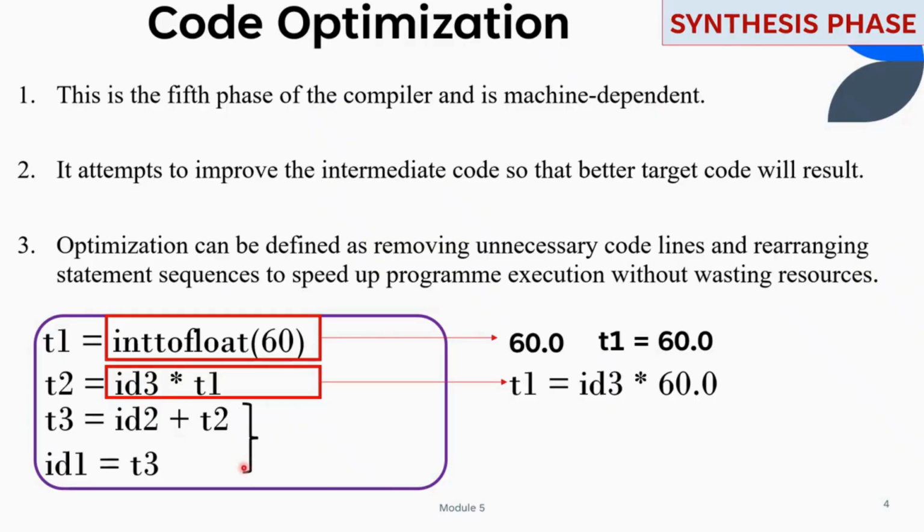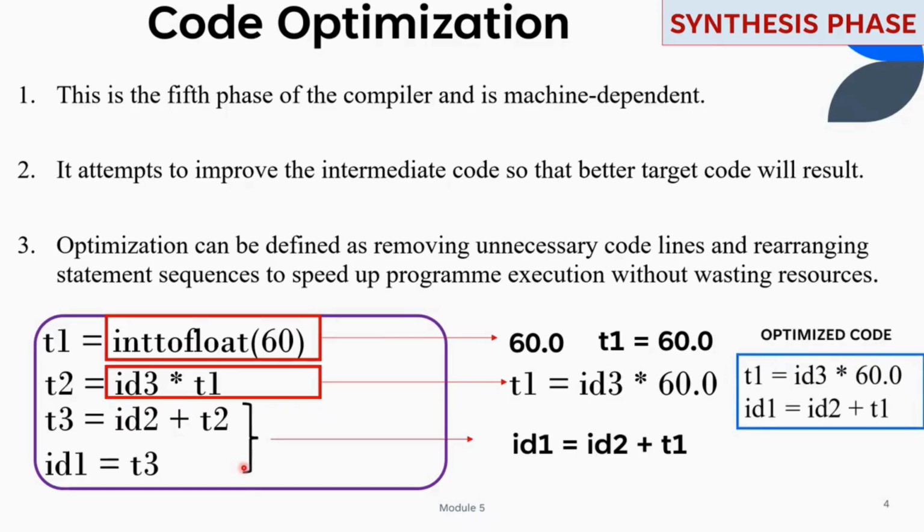If you observe the fourth equation, it is just an assignment operator. Thus, by combining the third and fourth operations, I can get my new instruction as ID1 = ID2 + T1. Hence, my optimized code will be T1 = ID3 * 60.0 and ID1 = ID2 + T1.